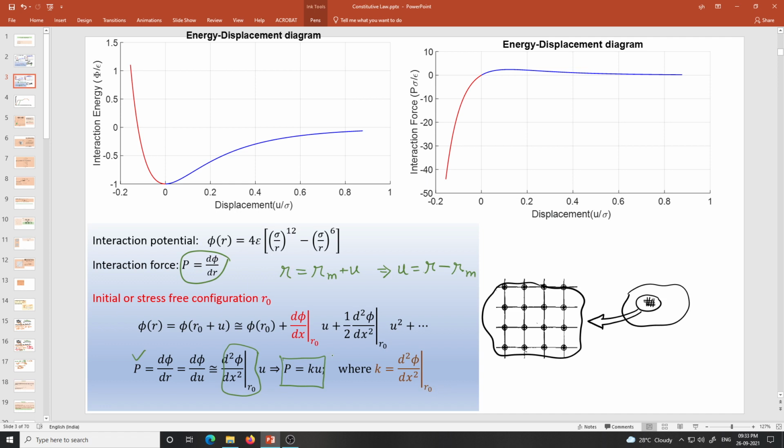So this is the verification that in the neighborhood of the equilibrium configuration, it is following the simple spring-like behavior. That means force is linearly related with the displacement. So this is the background which we are going to follow for the continuum body.